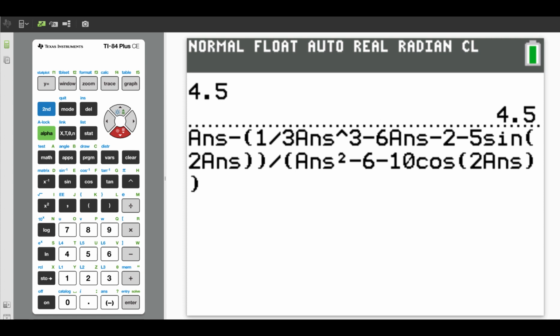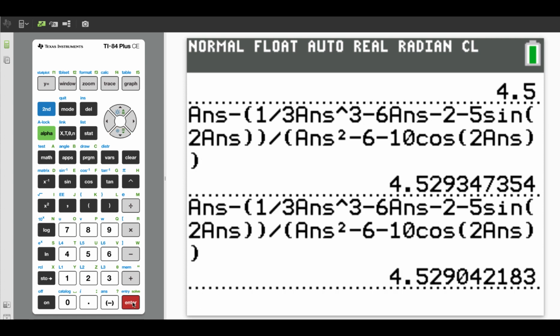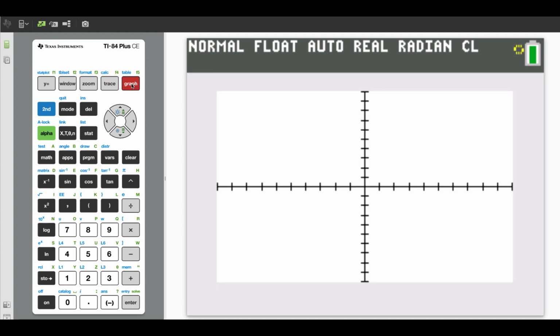All right, let's see what we have. We'll hit enter. We'll try to hone in on the final answer. And there it is. You can see the decimal has not changed at the end. And so I have 4.529042152. Let's see if that agrees with where they cross on the graph.